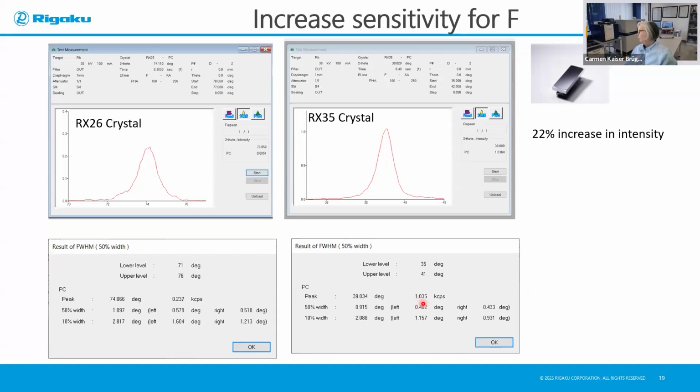So here you can see on the RX35 crystal, we get 1 kilocount, and here we get 0.2. So it means that we increase the signal considerably by just changing, for example, a crystal.